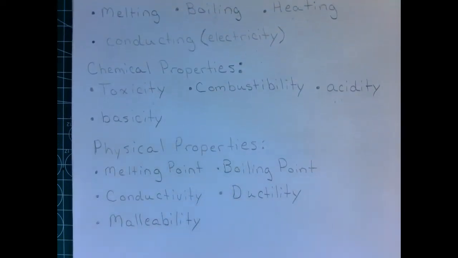Some examples of physical properties are going to be things like melting point, so the temperature at which something melts; boiling point, the temperature at which something boils; the conductivity, how well it transfers electricity; ductility, this is how well it can be drawn out into like a wire, like copper is very ductile; and malleability, which is how well it can be stamped out into a thin sheet. So something like gold would be very malleable, and we make very thin sheets of gold in order to plate jewelry and things of that nature.